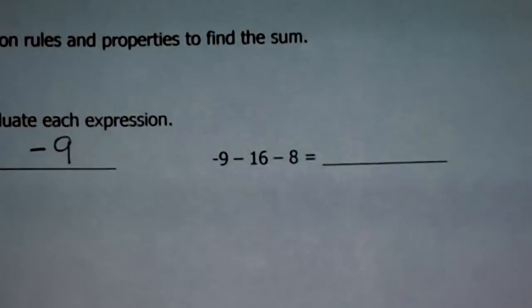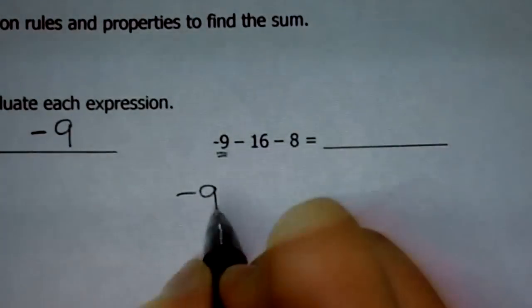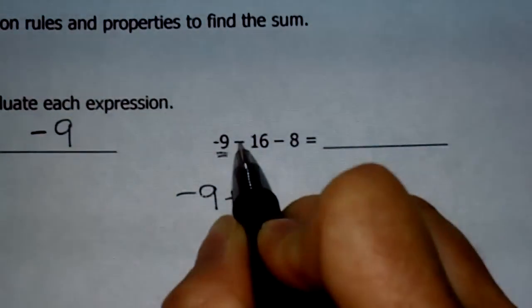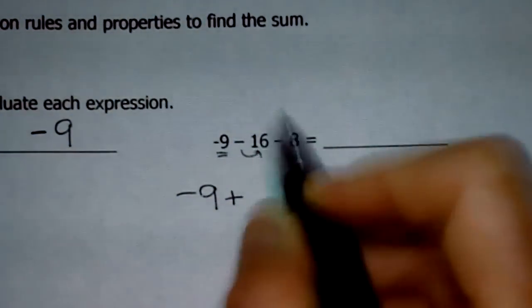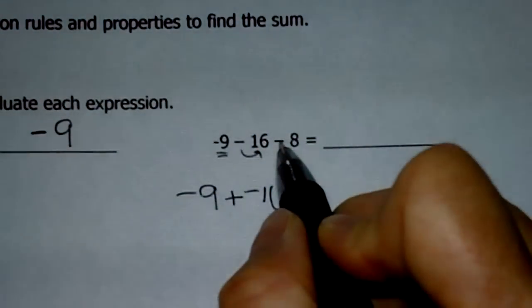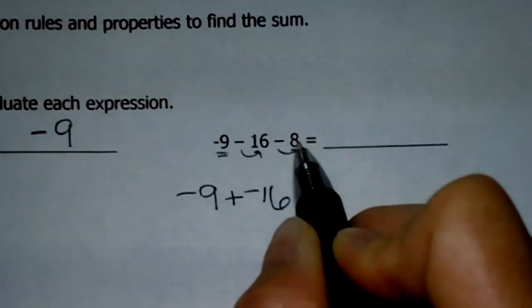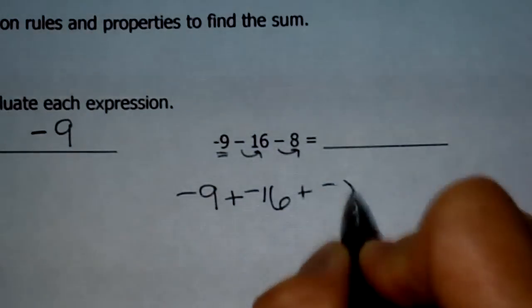I have negative 9 minus 16 minus 8. Leave the first number alone. When you change subtraction to addition, change the sign of the number that follows. So this was a positive 16, make it a negative 16. Here's another subtraction sign. I'm going to make it addition, and I need to change the sign of the number that follows it. So that was a positive 8. I'm going to make it a negative 8.